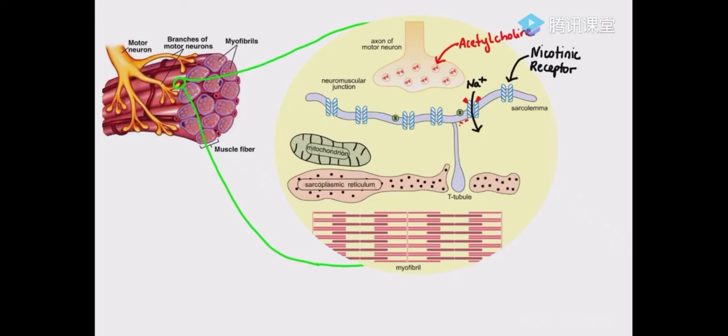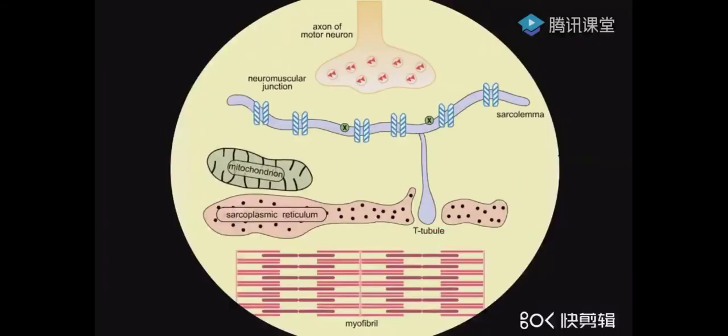Potential travels first along the surface of the sarcolemma, which is the excitable membrane that surrounds those cylindrical structures known as myofibrils. Then the action potential travels through the T-tubule system, which penetrates into the fiber. And then the arrival of the action potential causes calcium to be released from the sarcoplasmic reticulum, which finally leads to muscle contraction. Now, let's see all these steps in action.